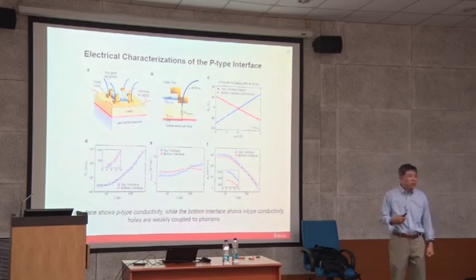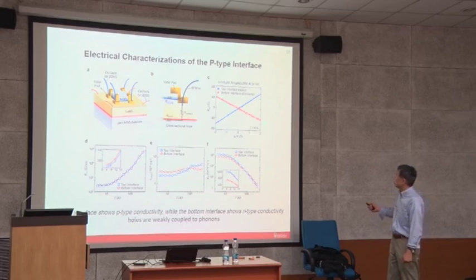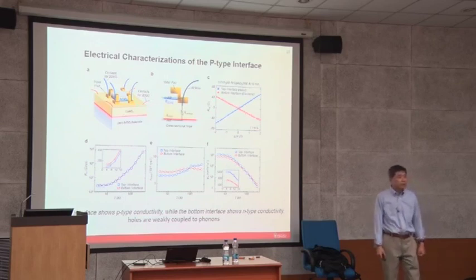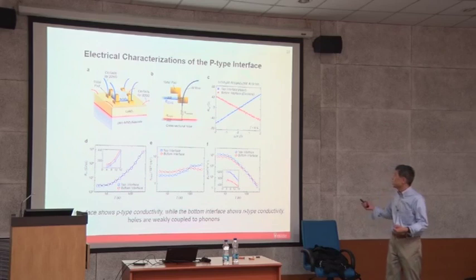One of the very distinct characteristics is the slope of a Hall measurement. The Hall measurement shows the electron gas at the bottom interface with a negative slope, and the top interface with a positive slope. Okay? So we can directly transport-measure this 2D hole gas and 2D electron gas. Okay? So we confirm this.